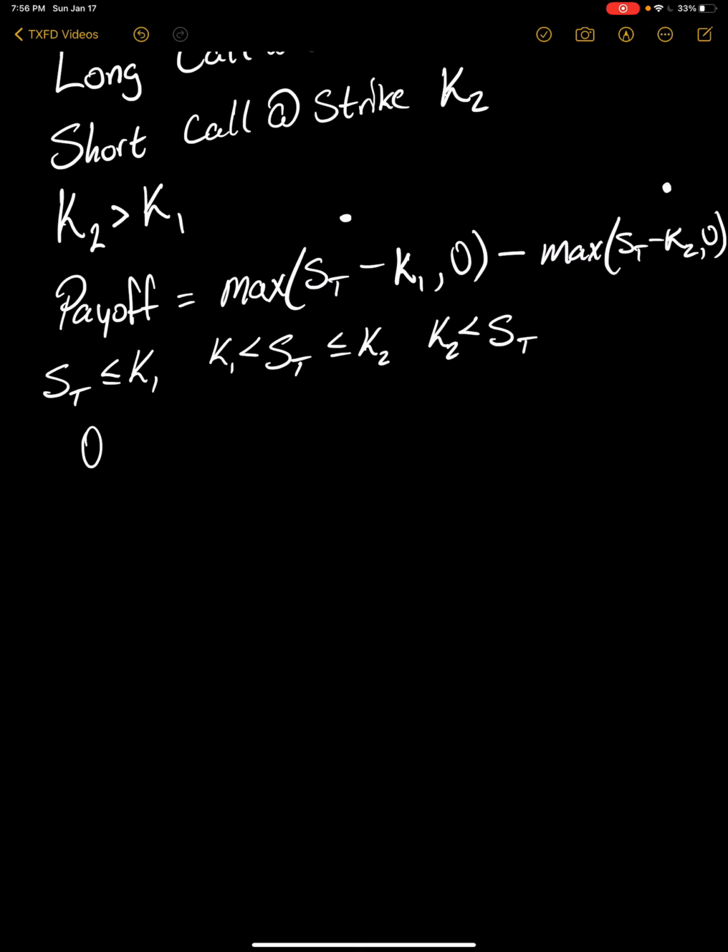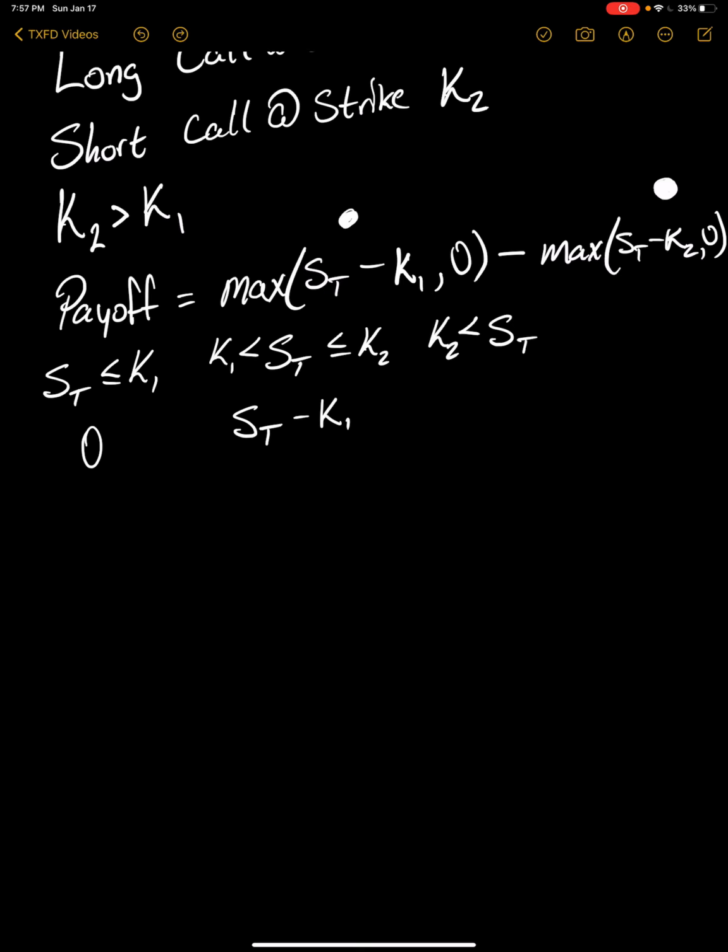Now, when we're between K1 and K2, the right-hand portion over here is going to be 0 because we haven't broken through that K2 value yet. And the left-hand portion over here is going to be the stock minus the strike K1. So our payoff here is an increasing function of the stock minus this constant K1, and then of course minus 0, but we'll omit that.